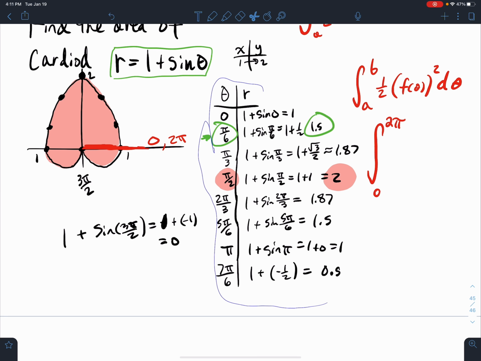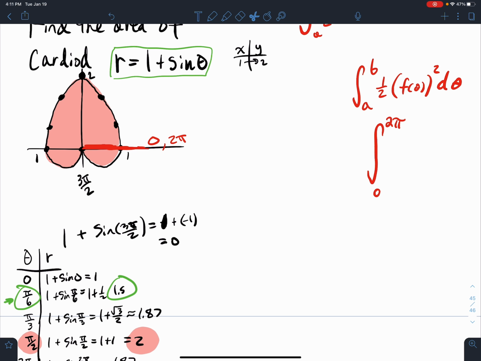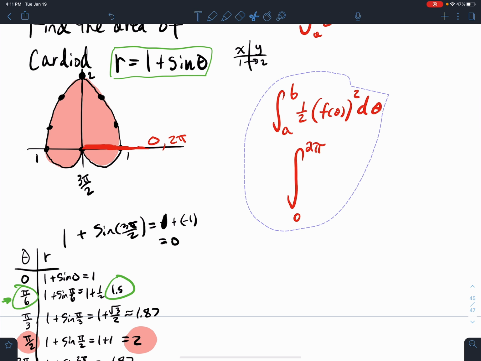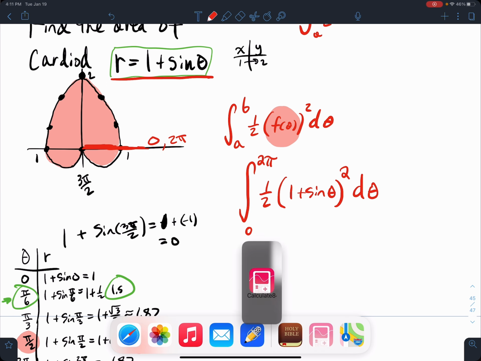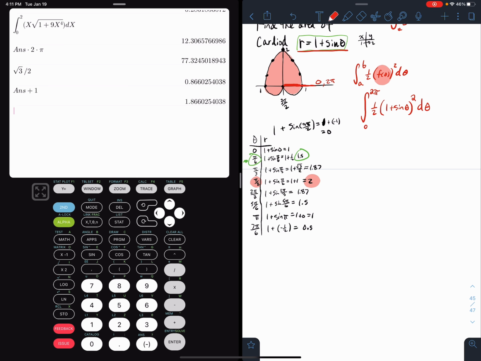Let me move this out of the way. We don't need this. All right, and now I have 1/2, and then f of theta. What is f of theta? That's my rule here. That's my r. So that's 1 plus sine theta squared d theta. Now, if you wanted to, you could do this by hand. But why do it by hand when you have a calculator? So let's use our calculator and get our answer here.